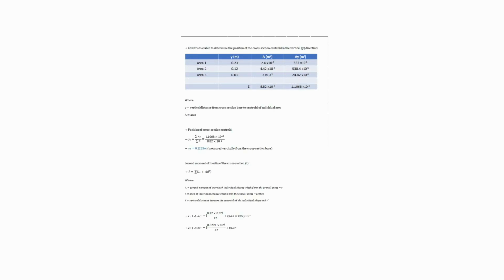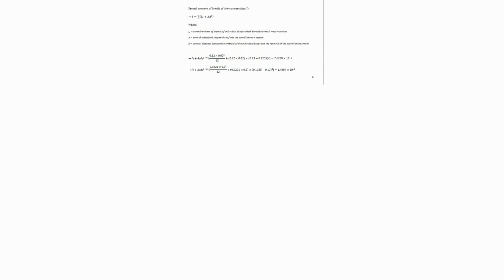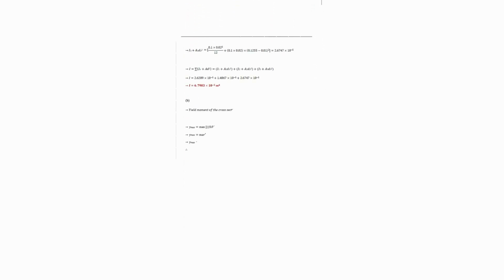Q2 A. To calculate the second moment of inertia, I, of a cross-section. 1. Divide the cross-section. Break the complex cross-section into simpler shapes whose moments of inertia can be easily calculated. 2. Find centroids. Determine the centroid of each simple shape. 3. Calculate areas. Find the area of each simple shape. 4. Overall centroid. Use the individual shapes' areas and centroids to find the entire cross-section's centroid.